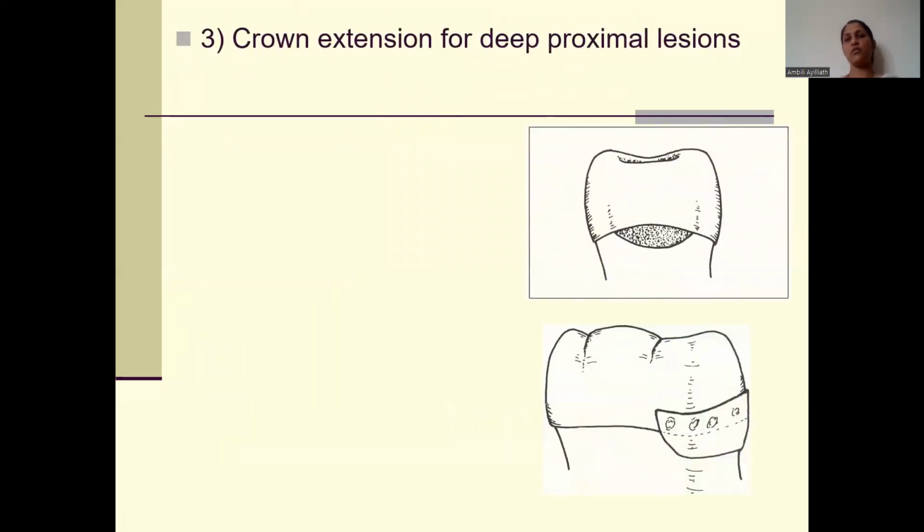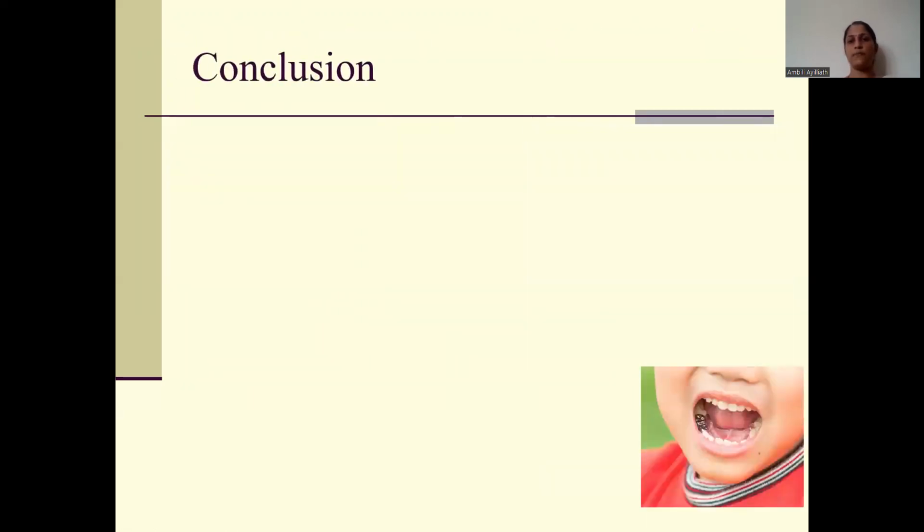And this is in case of deep proximal lesions where there is a shortage of crown. Normally what we do is we weld a band onto that particular area of the crown and then we go for the crown cementation.